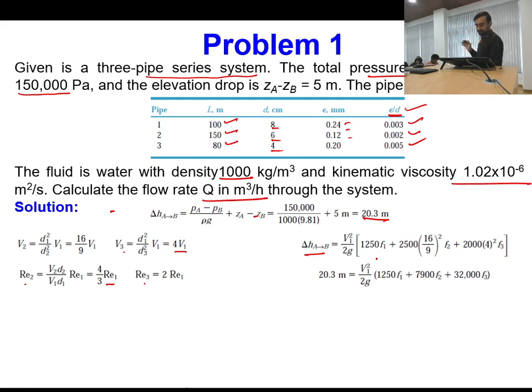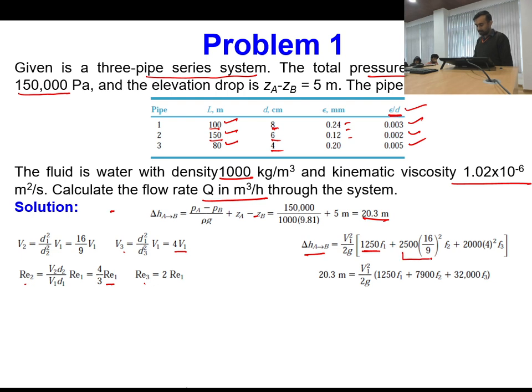Why? We have neglected the minor losses in this arrangement. So if we neglect the minor losses, then of course it is V1 square by 2g into fL by D. For the first pipe, L is 100 and D is 8 centimeter, so 8 centimeter means 0.08. So 100 by 0.08 is 1250. For the second pipe, 150 by 0.06.